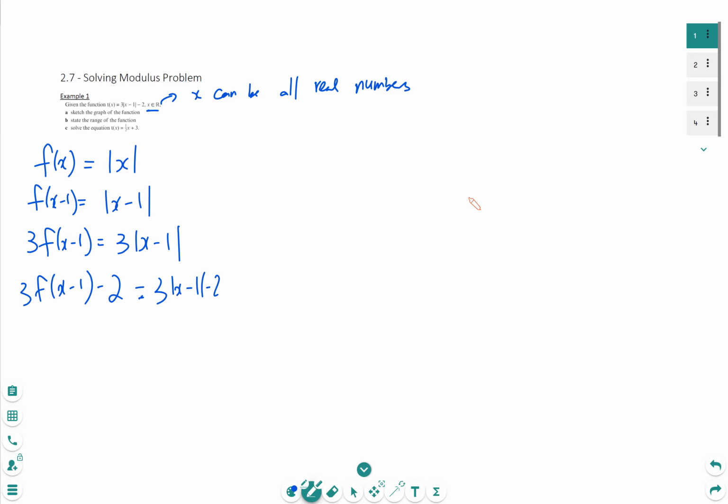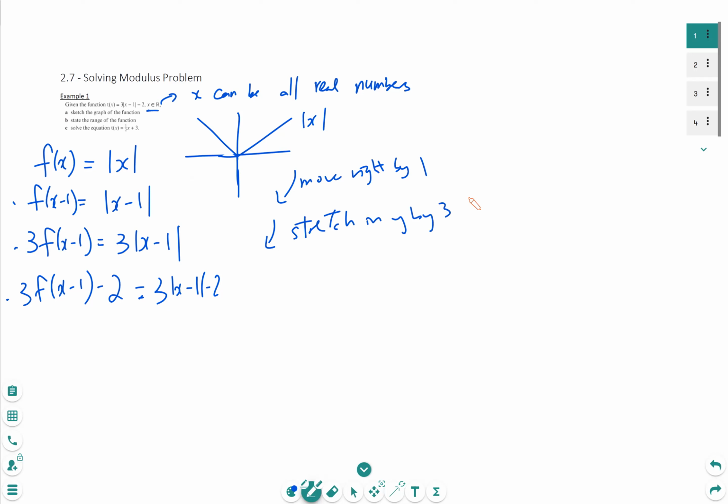Okay. So you can see there are how many transformations? 3. 1, 2, 3. So from the modulus of x graph, we know the modulus of x graph looks like this. Now that's y equals x. Therefore, the modulus of x graph looks like this. Then what you have to do in here is you have to move right by 1, and then you will have to stretch in y by 3, and then you have to move down by 2.